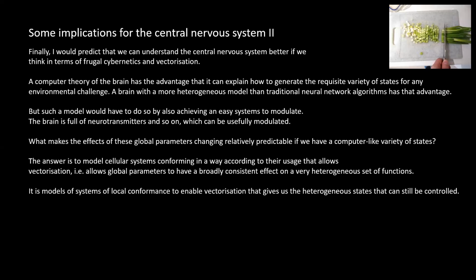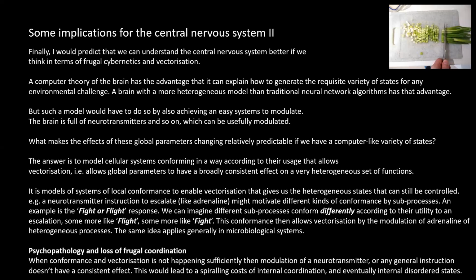In other words, it's vectorizing across those different states. So an example would be adrenaline. Adrenaline, if it's acting on pre-computed, conformed sub-processes, for example, you have the fight or flight response, then some sub-processes are more like flight, some are more like fight, right? By conforming to each other to respond to the instruction in a desirable type of escalation, whether it's running away or fighting, you're controlling this incredibly heterogeneous set of processes.